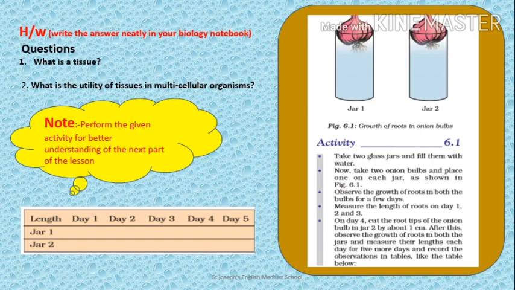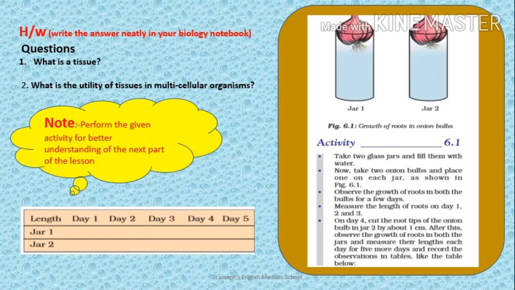You have to do this activity for a few days, meaning you are going to be engaged with this activity for at least 1 week. Measure the length of the roots on day 1, 2 and 3. Then on the 4th day, cut the root tips of the onion bulb in jar 2, about 1 centimeter. After this, observe the growth of the roots in both the jars and measure their length each day for 5 more days, and record the observations in the table.